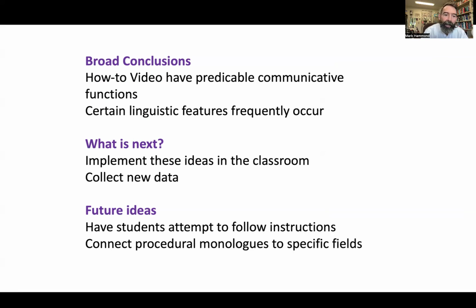Future ideas: students could definitely attempt to follow instructions. Students could say, I'm going to show you how to do something, and see if other students can understand it. And then maybe connect it to things they're doing in their other classes. Like, say, if you had engineering students, or let's say chemistry students who are working in a lab, have them make a video that's related to actually what they're doing in their other classes. So you could coordinate with other colleagues at your institutes to connect the things that they're learning in other places.